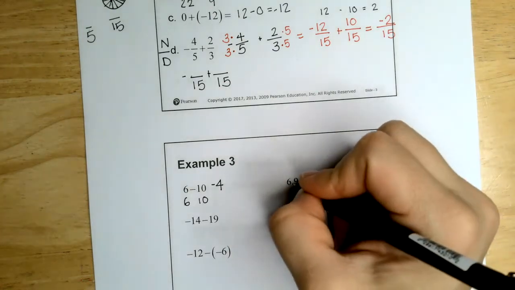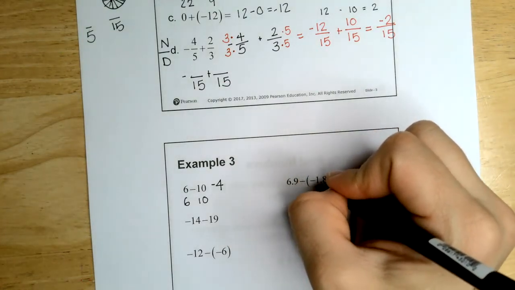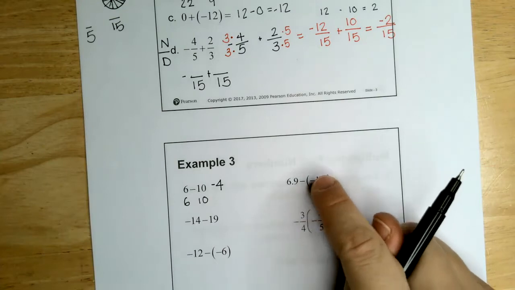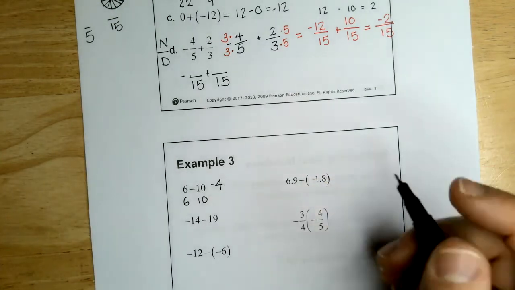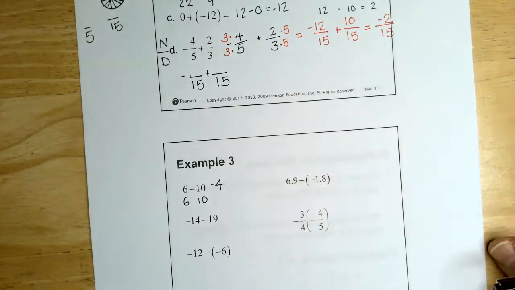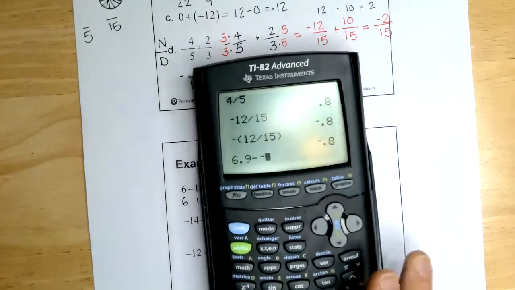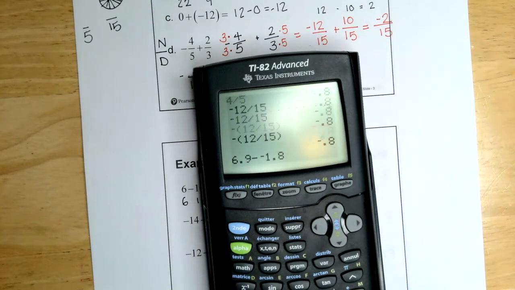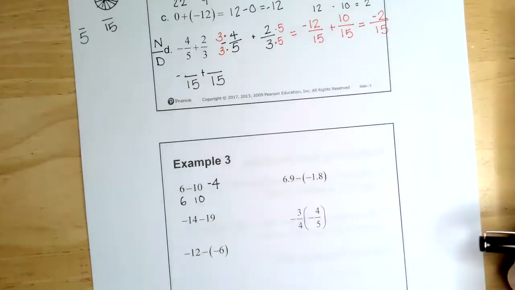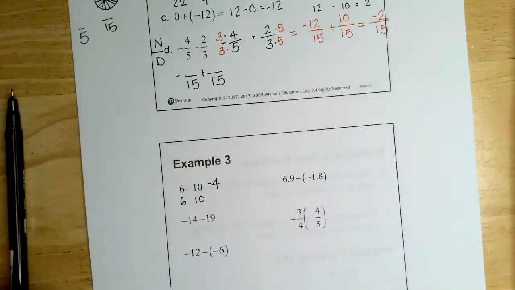Good. Over here we have 6.9 minus a -1.8. Anytime you have 2 negative signs in a row, it is the same as adding them. So you just want to turn that into a big plus sign.